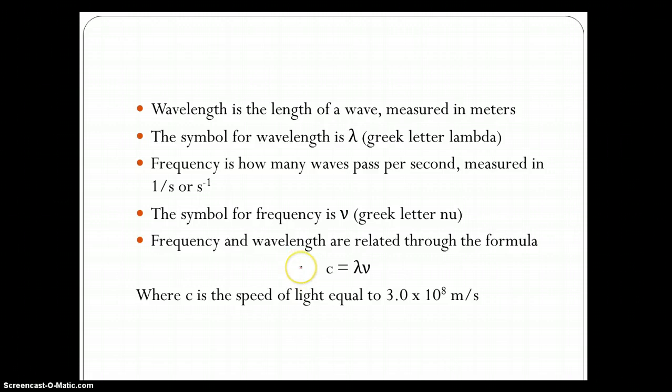And then frequency and wavelength are related through the formula c equals wavelength times frequency, where c is the speed of light. All light travels at the same speed, 3.0 times 10 to the 8th meters per second. So no matter if it's visible light or UV light or any kind of radiation, it will always travel at the speed of light.